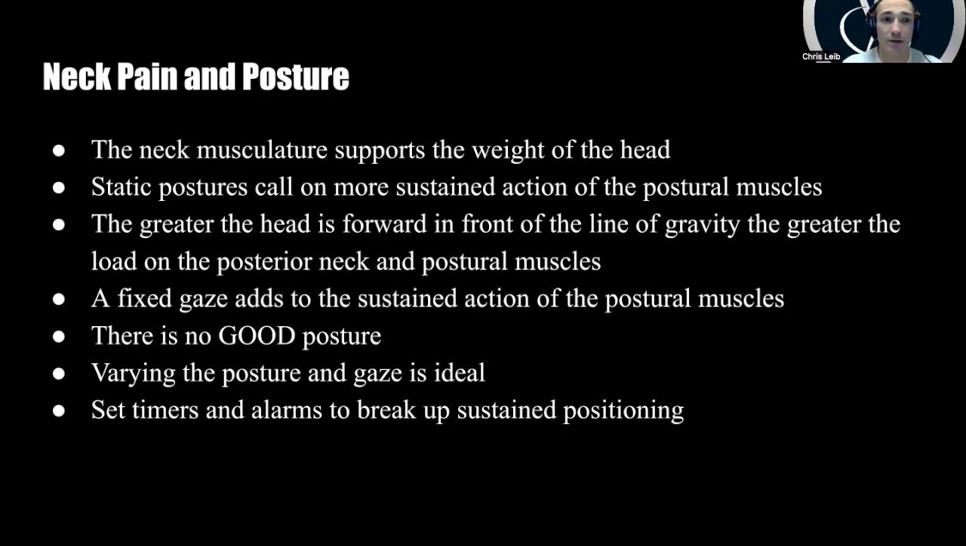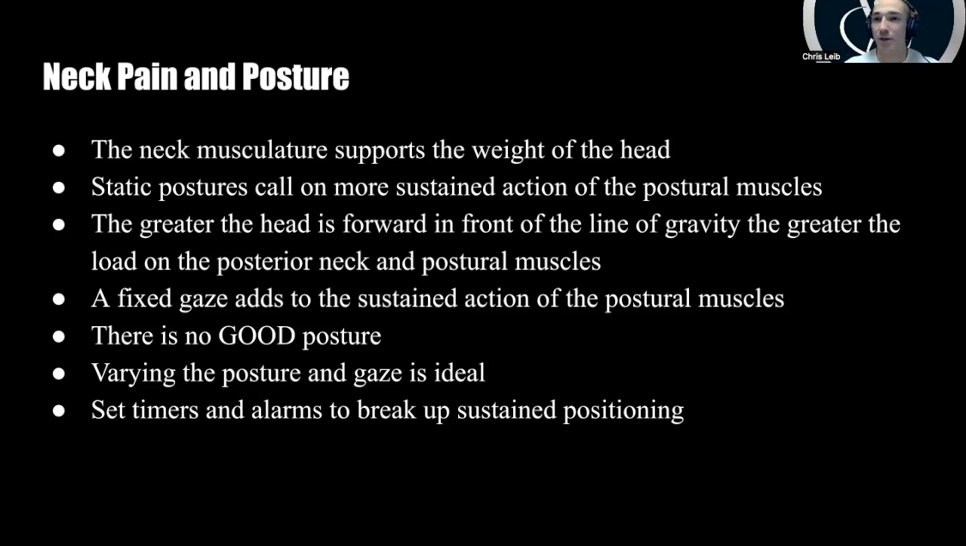Also, our gaze is tied into how our postural muscles function. So the more fixed our gaze is, the more sustained action it creates in our postural muscles. And if our gaze is intensely focused for a long period of time, it can create a more intense load on the postural muscles.